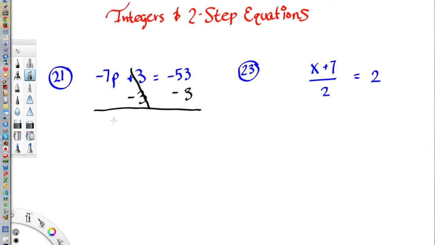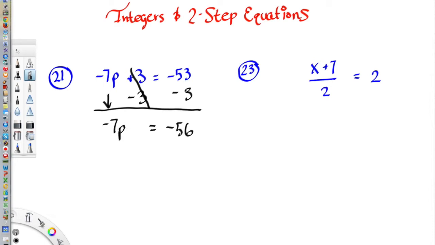My 3 and -3 cancel each other out. I'm going to bring down my -7p, which will be equal to a -53 and a -3, which is a -56. Okay, we're getting there. The variable is not quite yet isolated, but it's very close. There's still an operation being performed on the variable, and it's being multiplied by a -7.